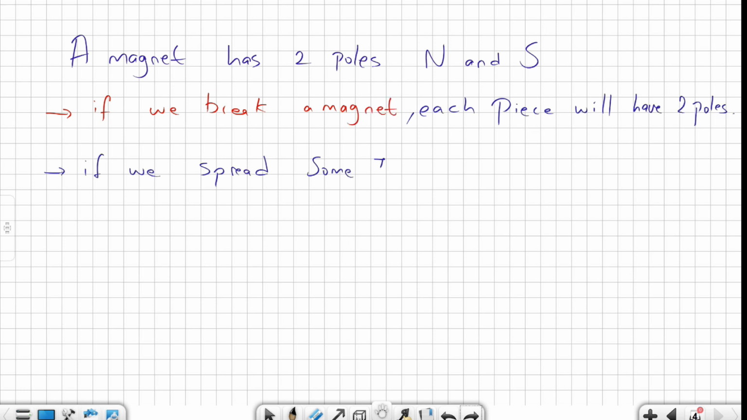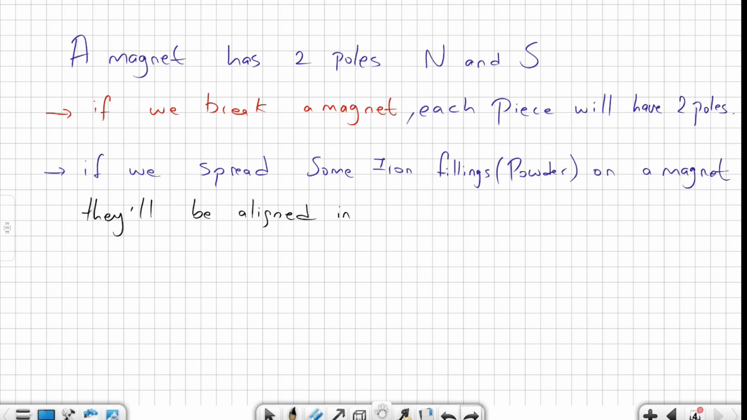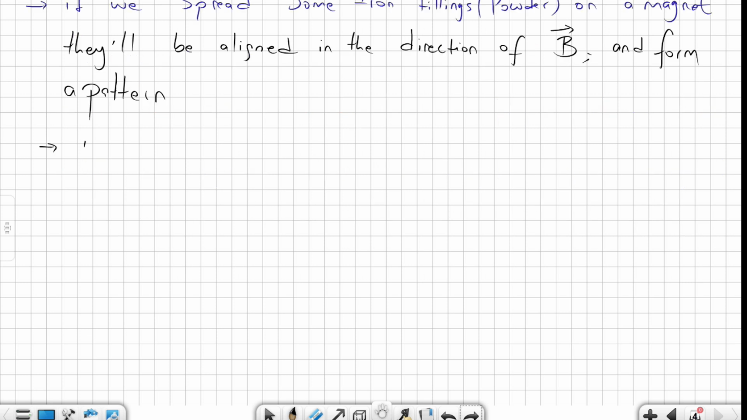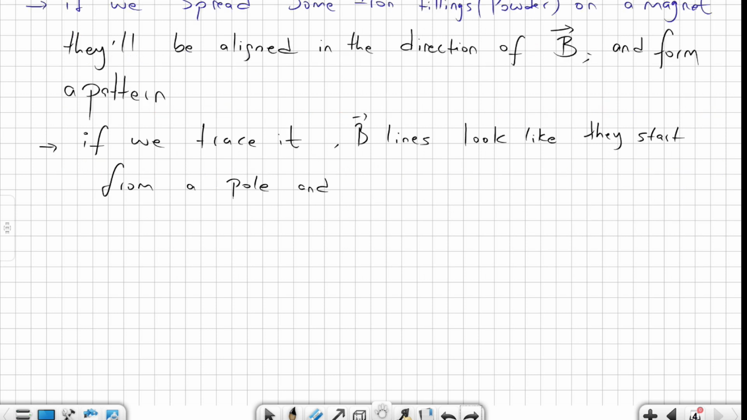If we have some iron fillings or iron powder and spread it on a magnet, the iron fillings will become aligned in the same direction as the magnetic field of the magnet. So they will take the shape of the magnetic field of the magnet. It will form a pattern. If we trace this pattern, the magnetic field lines will look like they start from a pole and end at another pole.